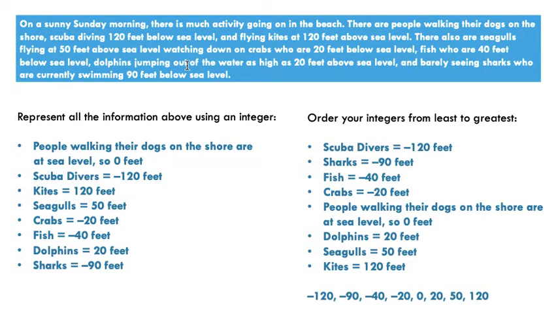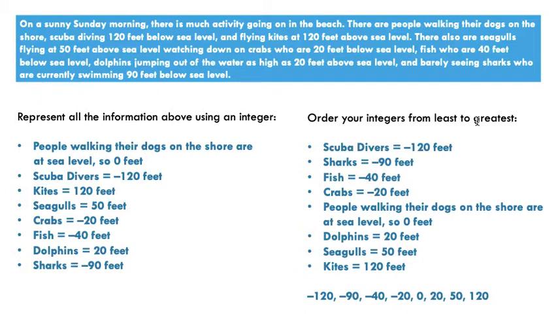And then watching down on crabs who are 20 feet below sea level. So the crabs are going to be below sea level, so negative 20 feet. And then fish who are 40 feet below sea level will be negative 40, because that's below sea level. And dolphins jumping out of the water as high as 20 feet above sea level. That'll be positive because they're jumping out of the water above sea level. And then sharks who are currently swimming 90 feet below sea level, that will be negative 90 feet because that's below sea level. So next, we have to order integers from least to greatest.